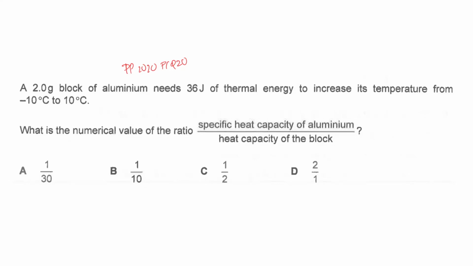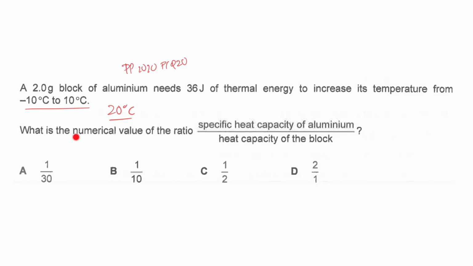This question is from Pure Physics 2020 and it's on thermal properties. You are given a 2 gram block of aluminium that needs 36 joules of thermal energy to increase its temperature from -10 to 10. So this part here, you know that the change in temperature will basically be 20 degrees Celsius.